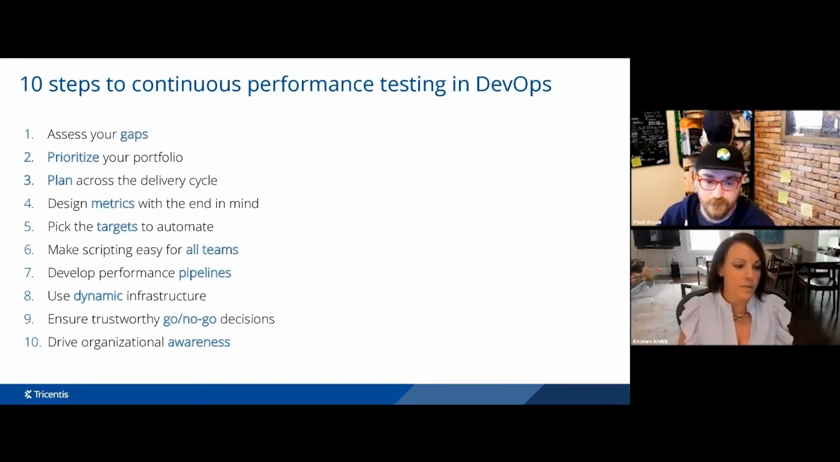Today you'll learn more about how to gather the right metrics to assess your gaps, how to prioritize and then systematize across your application portfolio and what that means, how to plan for acceleration across the whole delivery cycle, not just performance engineers anymore, but the whole DevOps team, the whole organization, how to get them involved, and how to design concrete measurements with the end in mind, and picking the right targets to automate, making scripting easier for multiple teams, and using dynamic infrastructure, one of my favorites, for test environments. And then, in the end, what we all want to get to, which is ensuring trustworthy go, no-go decisions that you can rely on. So with that in mind, we will get started with number 1.